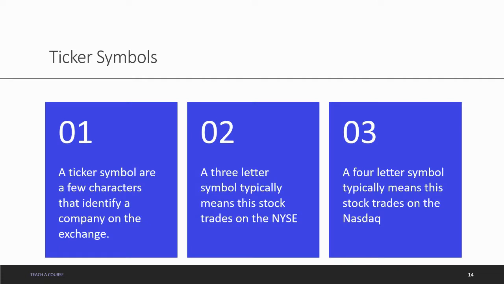All right, next let's talk about ticker symbols so that you understand how stocks are identified. So a ticker symbol is a few characters that identify a company on the exchange. So when a company is privately held and makes a transition and becomes a publicly traded company, it gets assigned a ticker symbol. Facebook is a great example. So when Facebook was a privately held company, it had no ticker symbol. Once it became publicly traded, it was given the ticker symbol FB for Facebook.